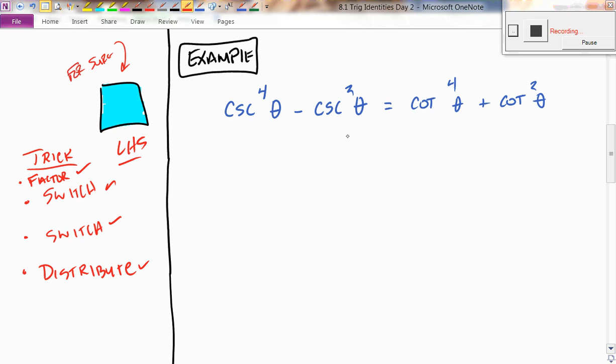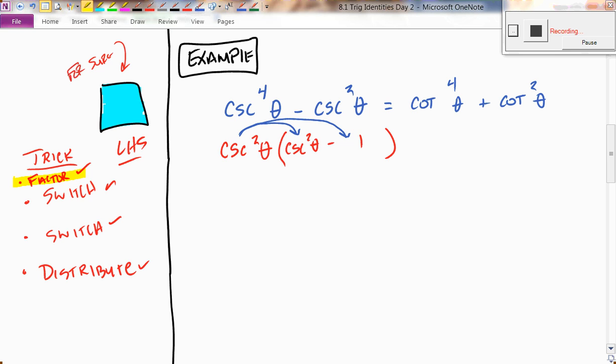On the left-hand side, do you see anything that can be factored out? A cosecant squared, you're exactly right. So I can factor out cosecant squared theta, and that will give me cosecant squared theta times cosecant squared theta minus 1. The reason that is true is that cosecant squared times cosecant squared is cosecant to the fourth, and cosecant squared times negative 1 is negative cosecant squared. Did everyone see that part first? That is the factoring part.